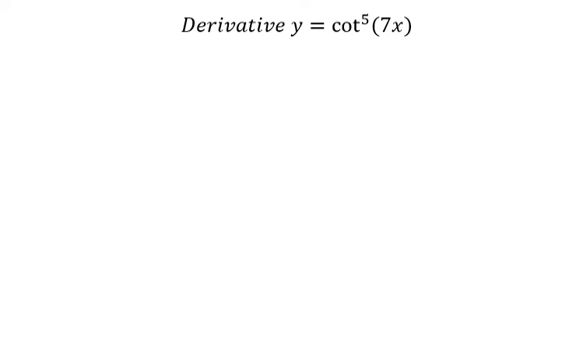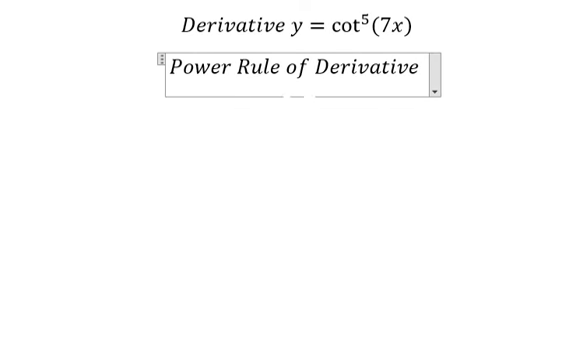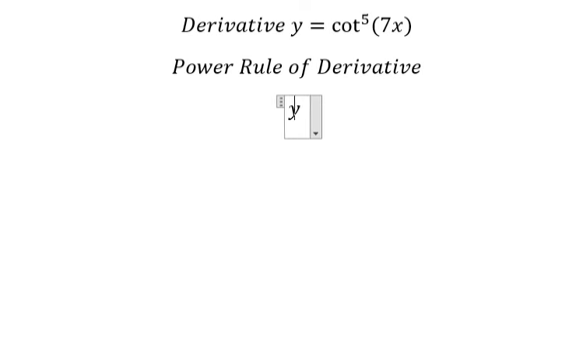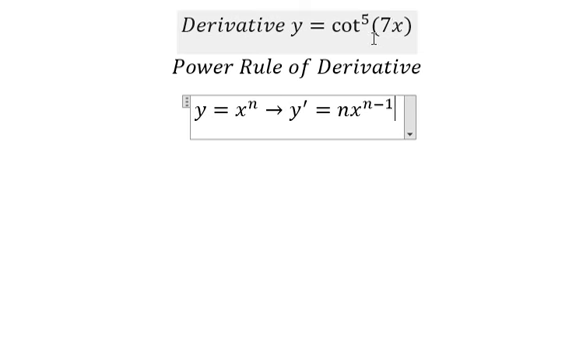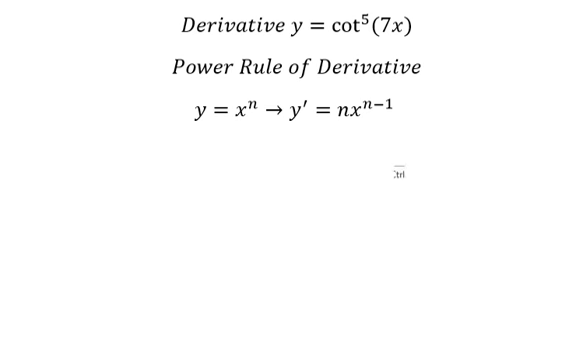The topic today is about derivatives. Now I want to show you how to answer. We can apply the power rule of derivatives. So we have y equals x to the power of n. If we do the first derivative of y, we have n x to the power of n minus 1. So we can apply the formula in here, and that should be like this.